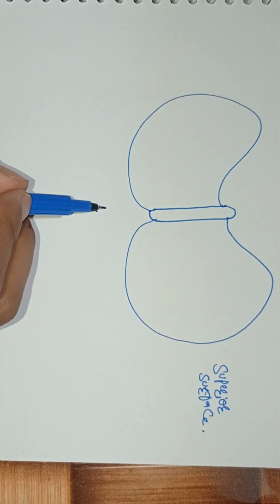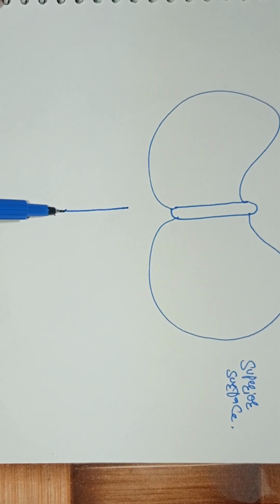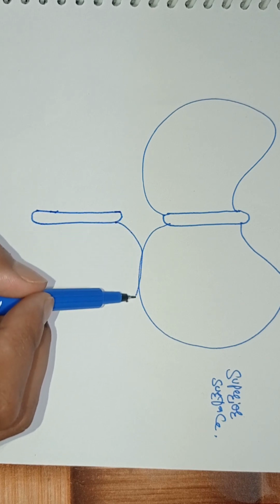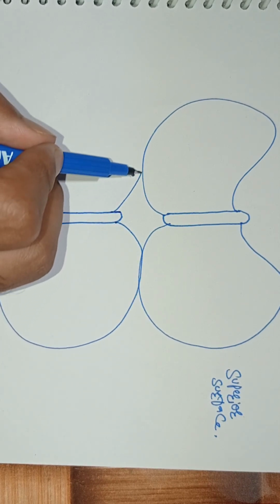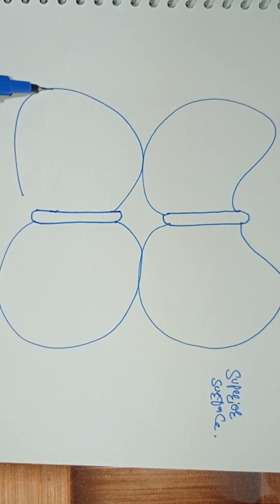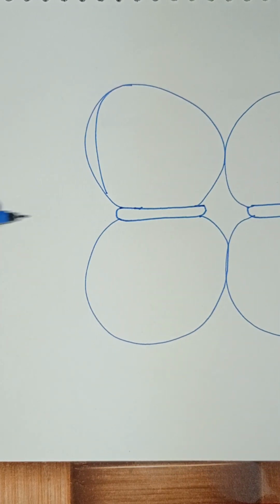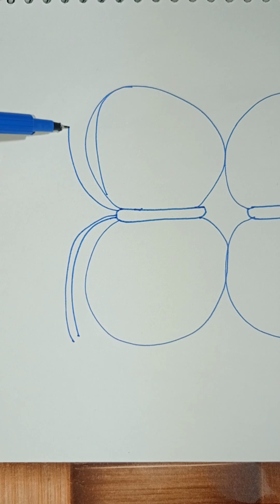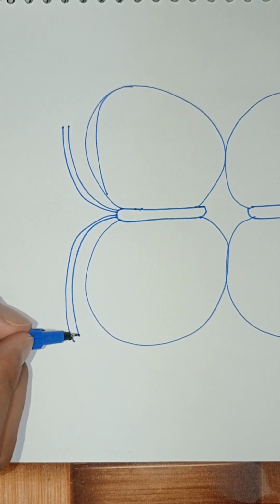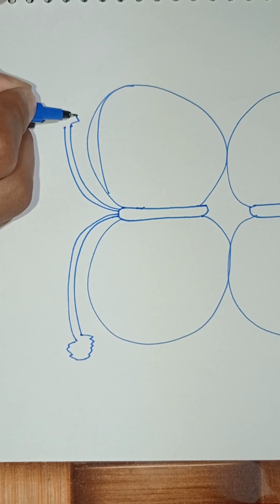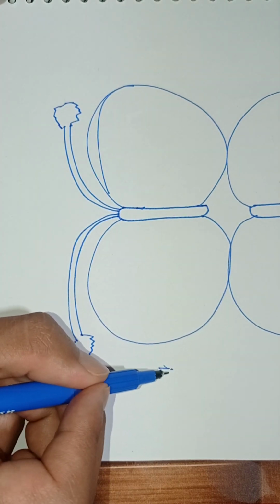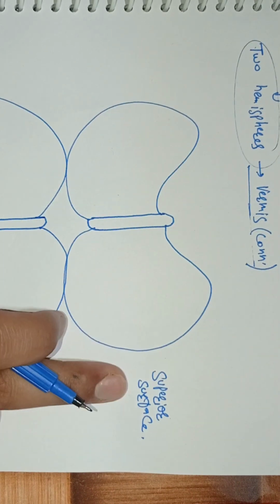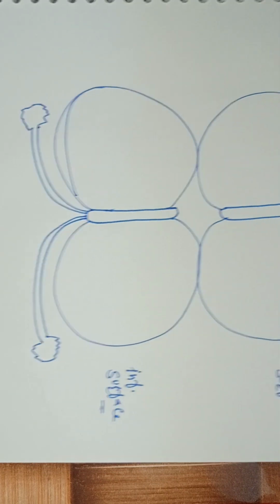For the inferior surface, we'll draw another pillar-like structure in this manner. From here we'll make a structure like this, and from here we'll make another line like this. Then another line like this, and another line here, and another line here, and the endpoints will be joined by this. This is the inferior surface. So this is the superior surface of cerebellum, and this is the inferior surface of cerebellum.